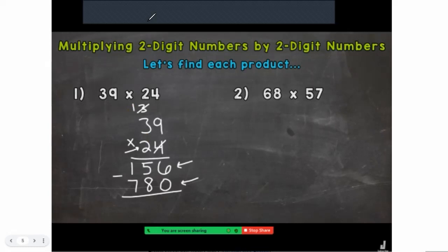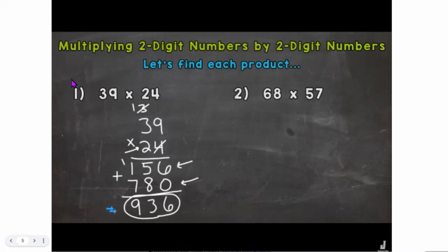Now we add these two answers together to get our final answer or product. So 6 plus 0 is 6, 5 plus 8 is 13, 1 plus 1 is 2, plus that 7 is 9. So we get a final answer of 936. So on to number 2, where we have 68 times 57.